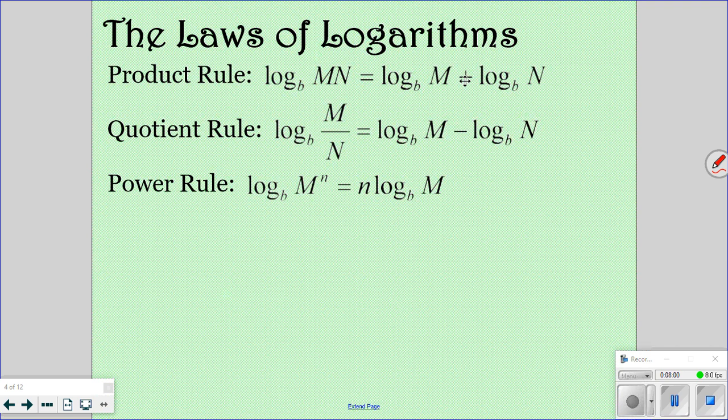If you have a plus sign in between them, you can multiply the m and the n. That's why it's called the product rule, because you multiply them. If you have a minus sign between them, then you're going to divide m divided by n. And then for your power rule, if you have an exponent, it can come down in front. We've gone over those before, but now we're going to practice actually using them.